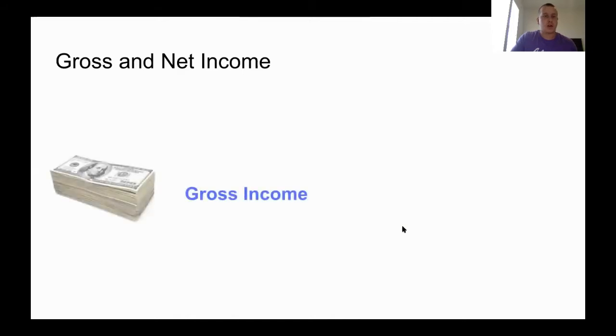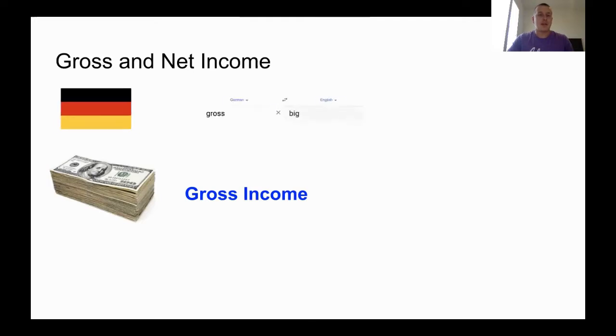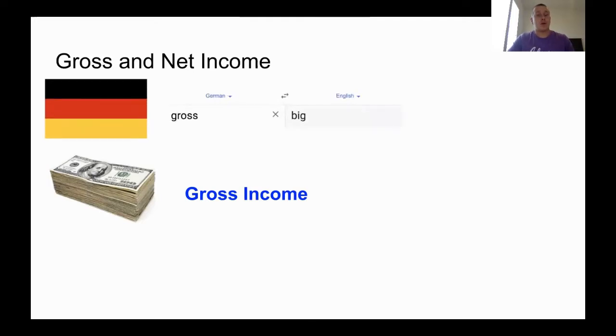So let's think about gross income. Gross income is the amount of money that you and your boss agree on you making before any taxes, any deductions, anything is taken out. And a fun fact is that the word gross comes from a German word that actually means big. So when I think of gross, I think of big. So my money is bigger when I have gross income.